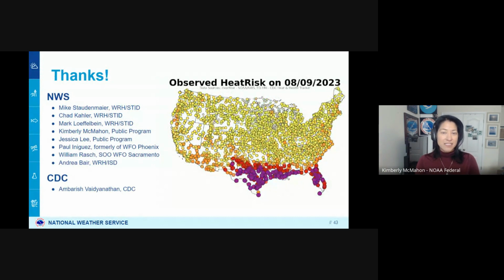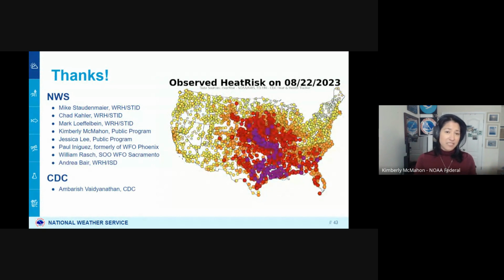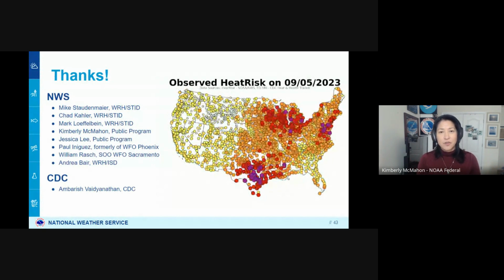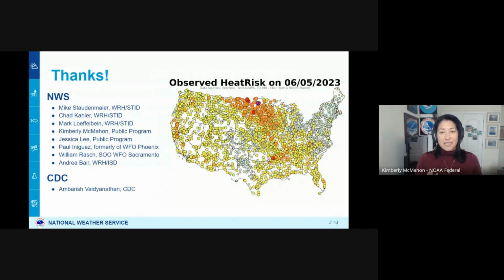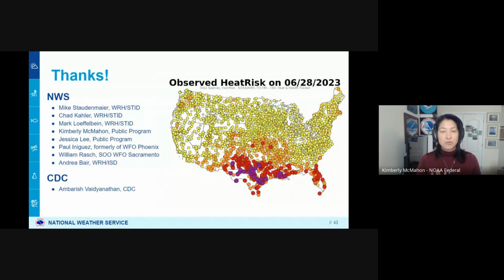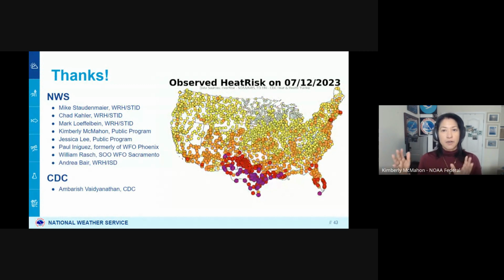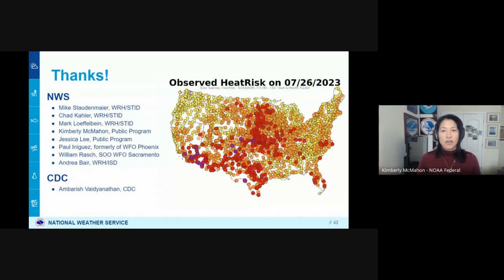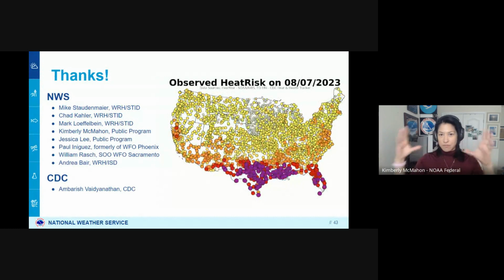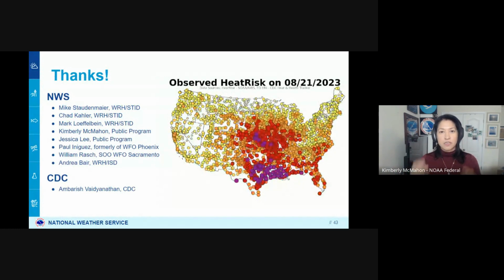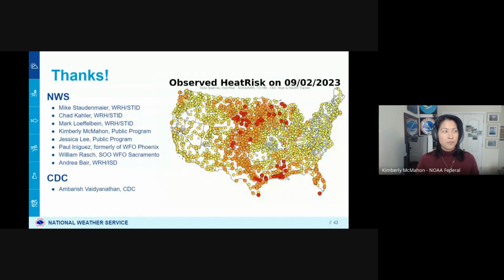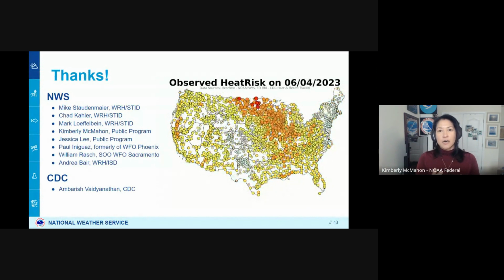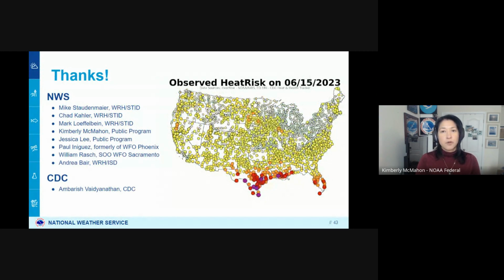Now, the reason you might be asking, well, if WPC is already doing this, why are we doing this for WFOs? One is that by having the WFOs generate heat risk, we will be able to get it onto the actual NDFD site, both the CONUS viewer as well as the graphical.weather.gov site.